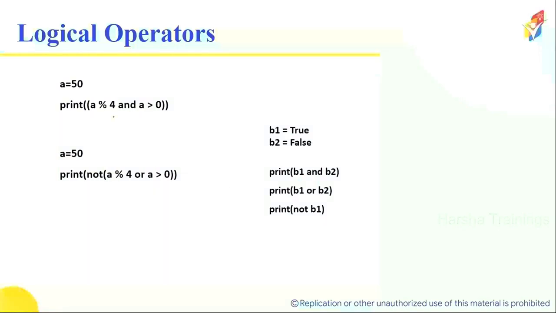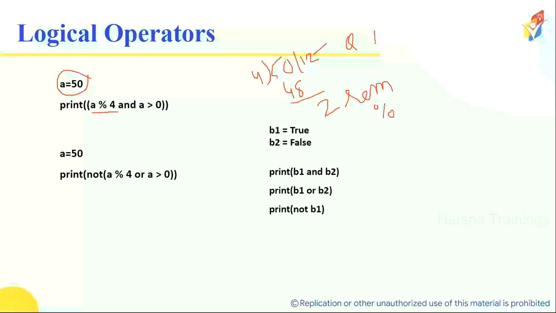Now let us take this example. I have taken A equal to 50. Now I'm asking a question: A mod 4. 50 mod 4. 12 4s are 48. So the remainder is 2. This is the remainder. When I give mod operation, I will give remainder. This is called quotient. For this, we'll use division operation. Now, can you please tell me the answer for A mod 4? Is it 2? Yeah. Now, 2 means true.